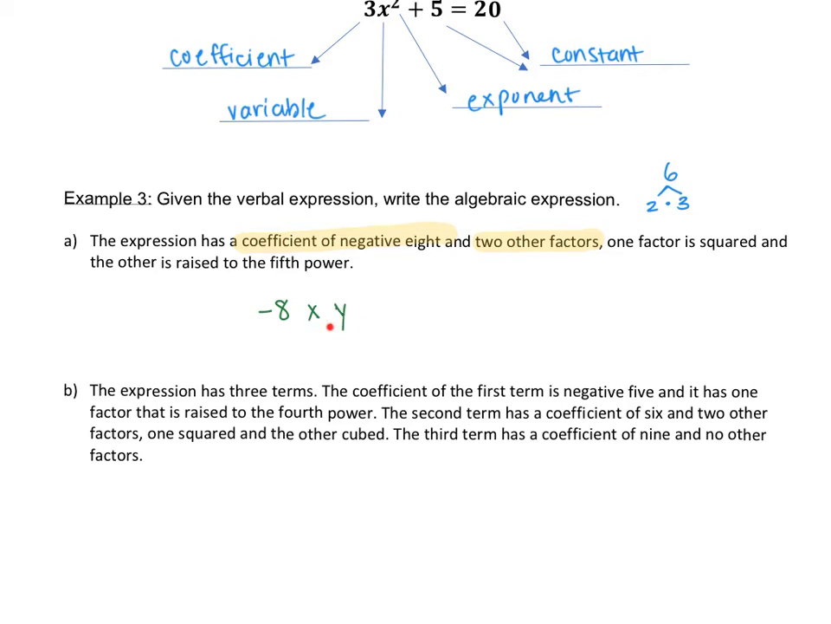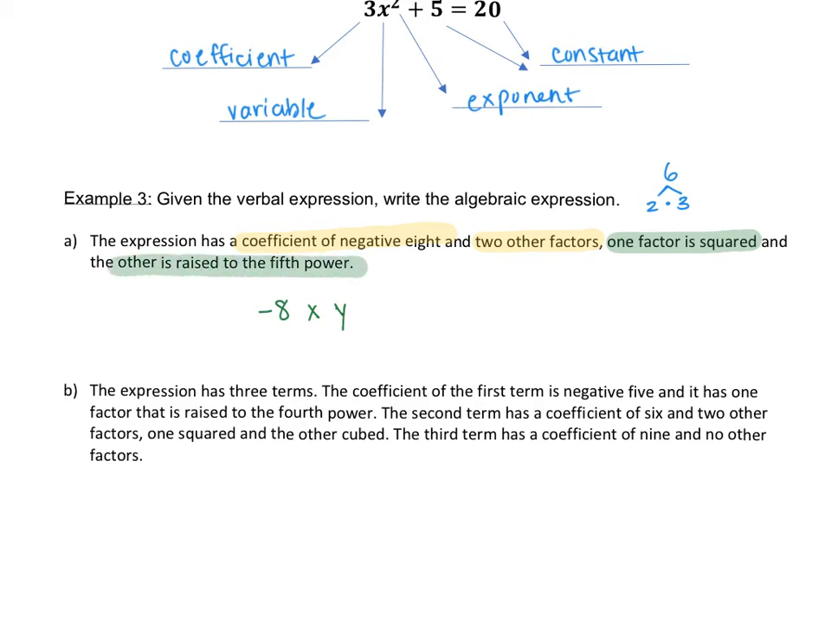Now, you don't want to use two X's because then you're saying that the two factors are equal to each other. And we don't know that's the case. Now, after that, it says that one of the factors, let's just choose X to be that factor, is squared. So I'm going to highlight that piece. So one of the factors is squared. And the other factor, the other is raised to the 5th power.